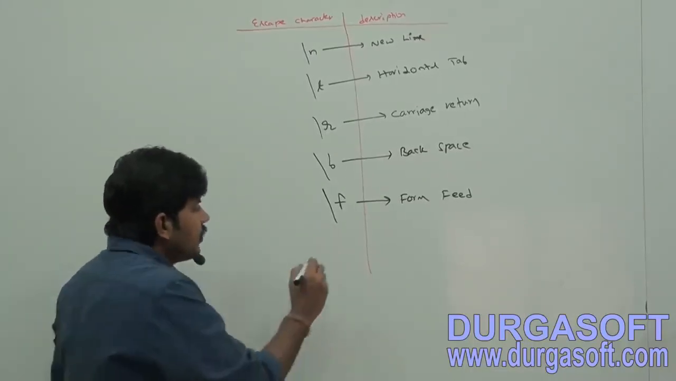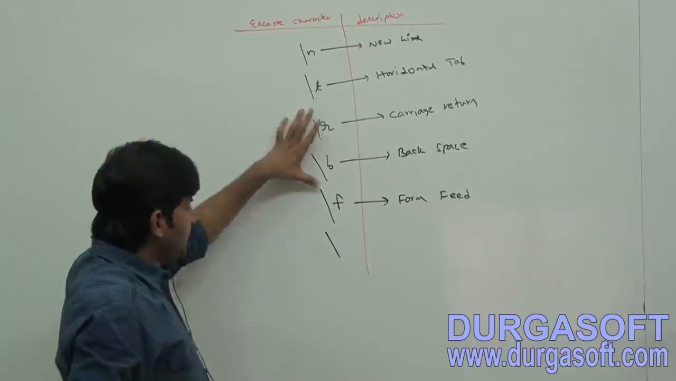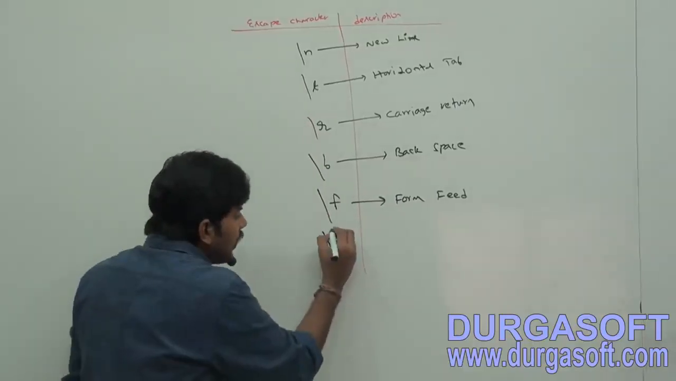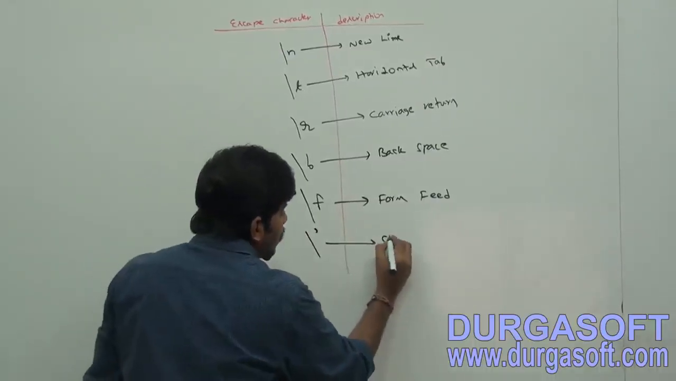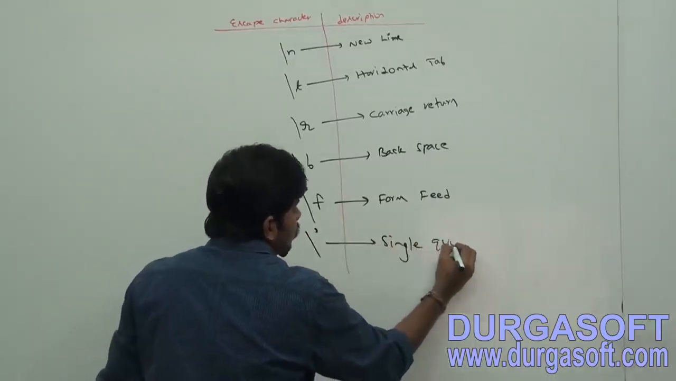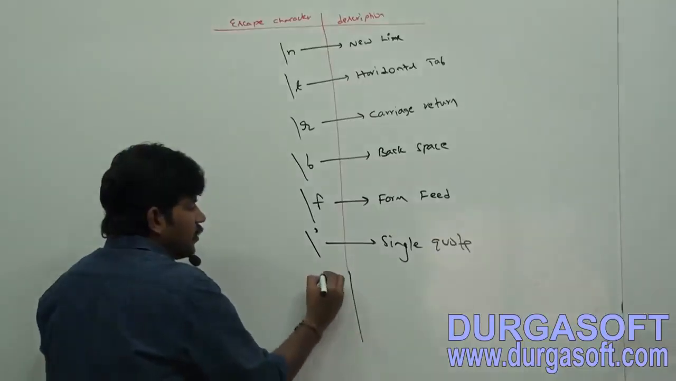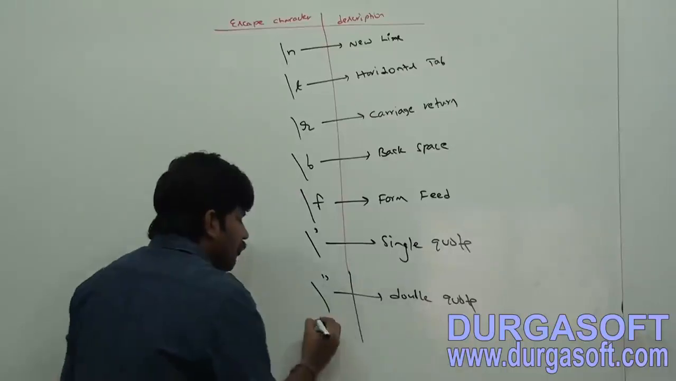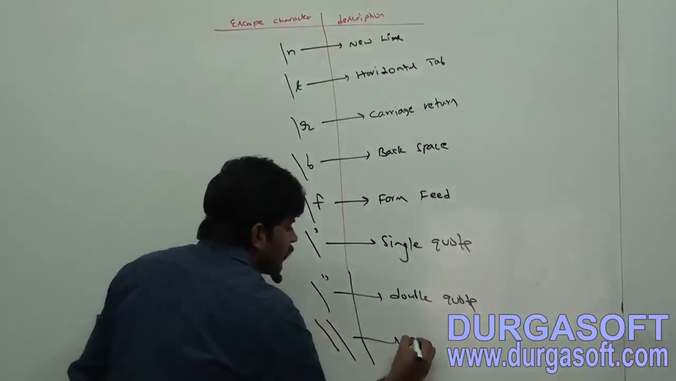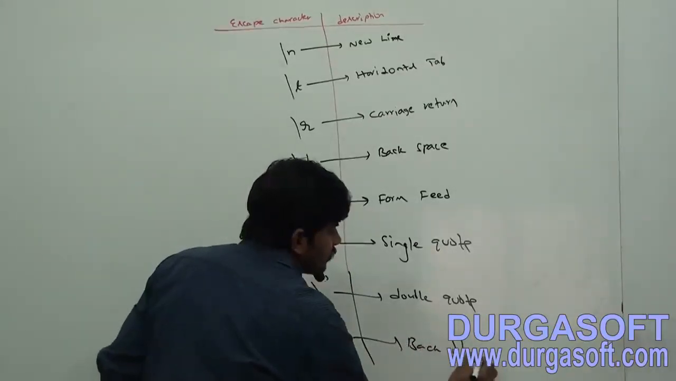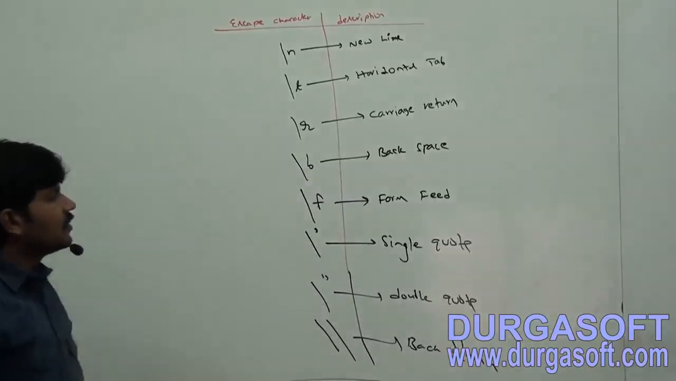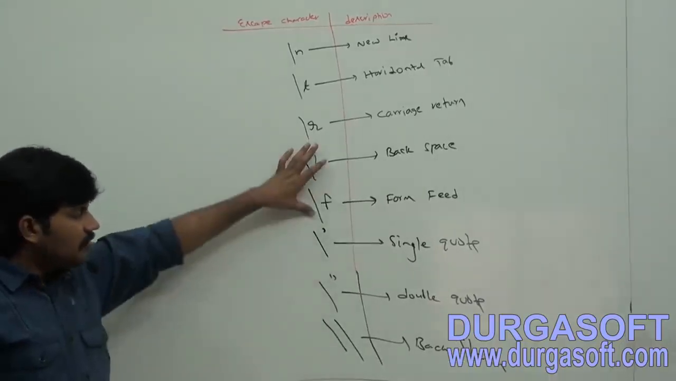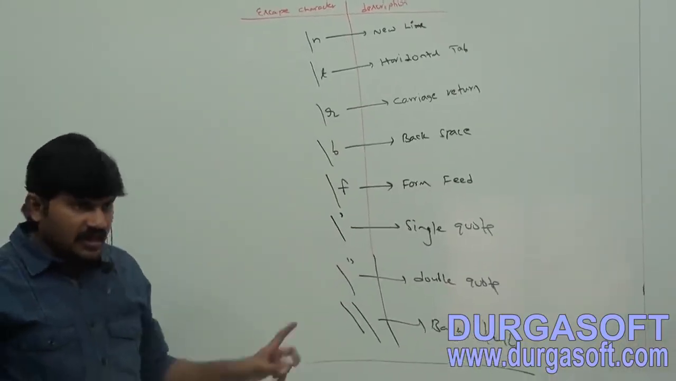Now, up to these 5: \n, \t, \r, \b, \f. Now single quote. Okay, single quote itself is an escape character. Double quote itself is an escape character. Backslash itself is the backslash symbol. Okay, that's all. These are the various escape characters present in Java. Total how many are there? 5 plus 3, 8 escape characters, right, sir?